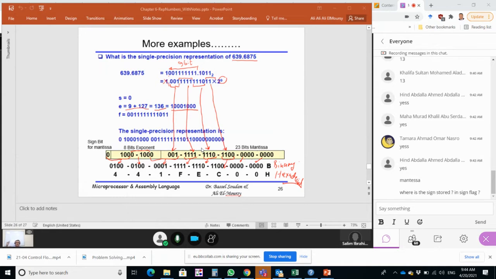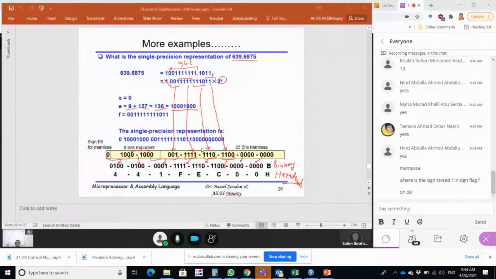Sign is stored as the most significant bit of the 32 bits in the memory. I have 32 bits stored in the memory. The most significant bit is for the sign of the Mantissa. The least 23 bits are for the magnitude of the Mantissa. And in the middle, I have the biased sign 2's complement exponent. Agree? Make sense? Any questions?